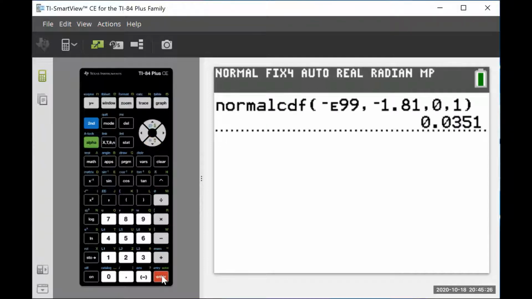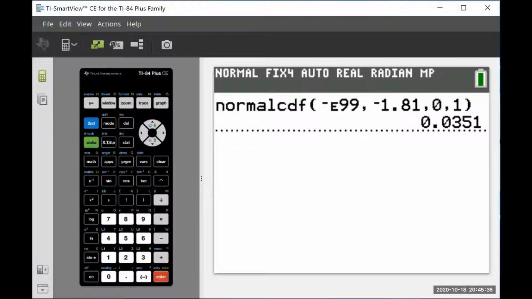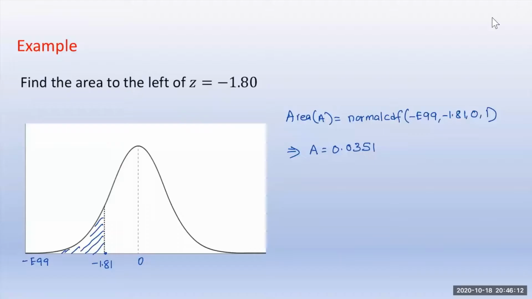And we get the result, which is 0.0351. So using TI-84 calculator, the area to the left of z equal to negative 1.81, that is this area, is 0.0351.